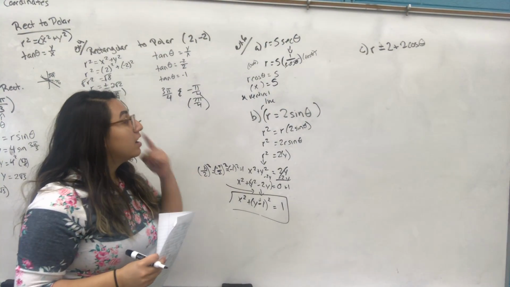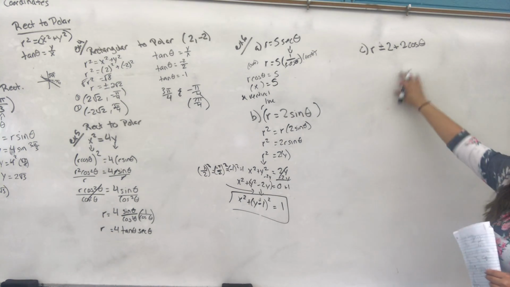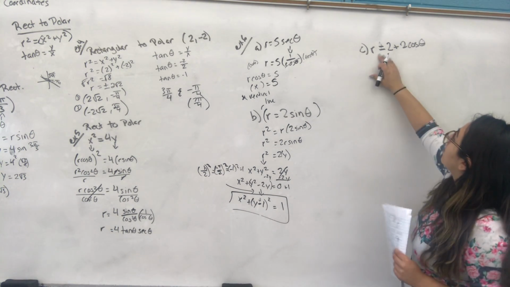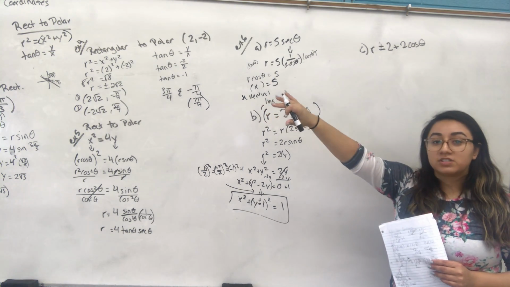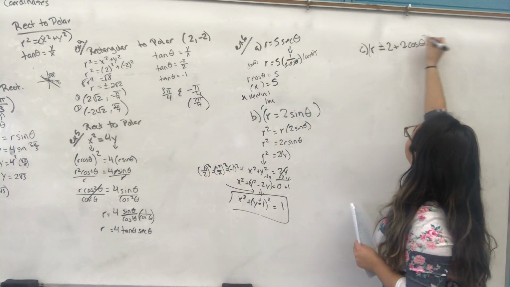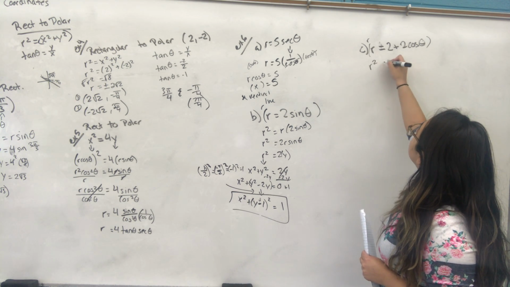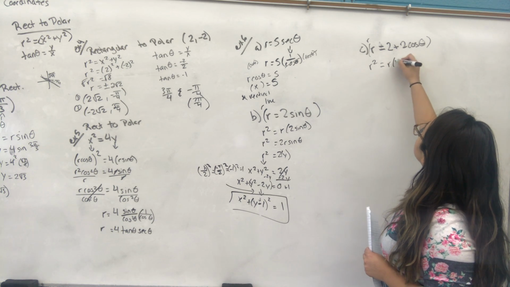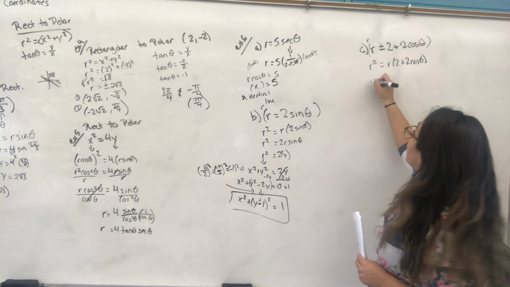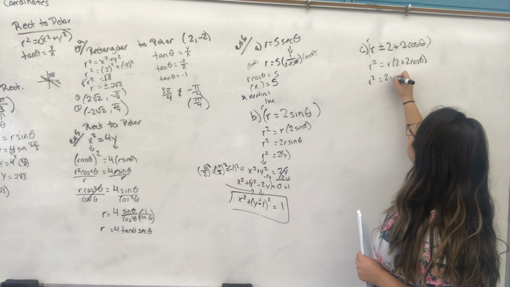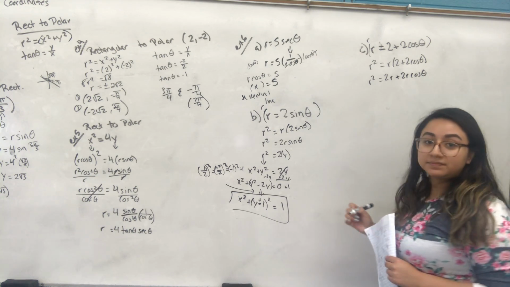Now the last one, r equals 2 plus 2 cosine theta. Here, we want to make sure we get the r. The r is by itself, but there's nothing here that looks similar to the first coordinate here. We're going to go ahead and multiply r into both sides. We have r squared is equal to r times 2 plus 2 cosine theta. If we multiply the r out, we get 2r plus 2r cosine theta.